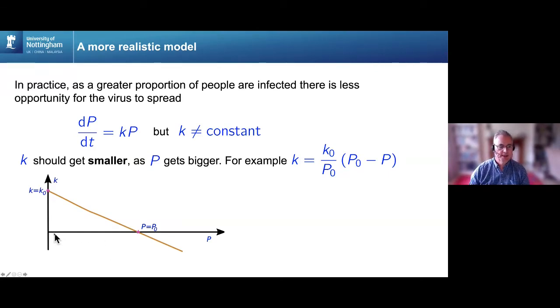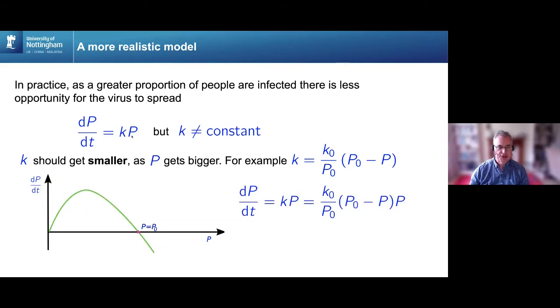What's really important is that k, which occurs in dp/dt, vanishes when p equals p0. And now notice dp/dt is k multiplied by p, so that will also vanish when p equals p0, but it will also vanish when p equals 0. So now there will be two places where the rate of change dp/dt is equal to 0, one when there are no infected people, and one when p is equal to this number p0.